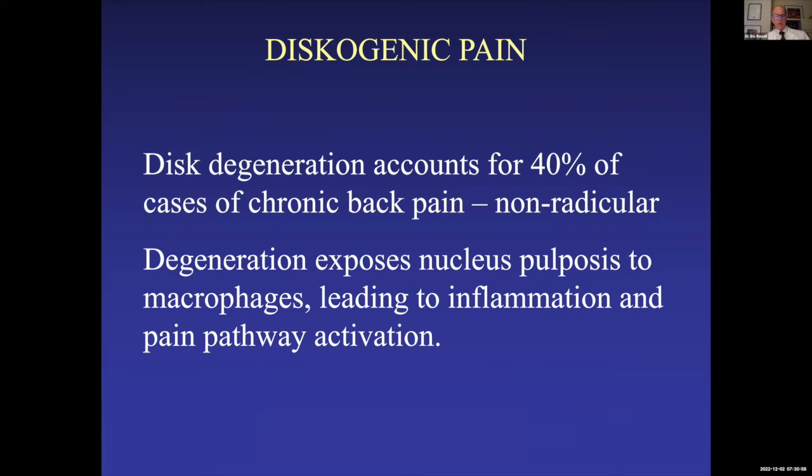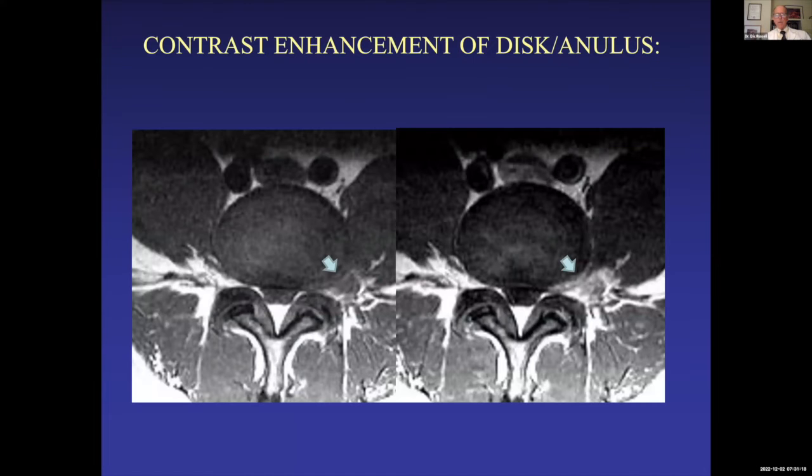So discogenic pain. About 40% of cases are thought to be due to pain generated from the disc, non-radicular pain particularly. Degeneration exposes the nucleus and to macrophages, and you get inflammatory changes which excite the nerves, which activate the pain pathway. Remember, I told you that we don't routinely do contrast imaging for routine lumbar spine degenerative suspects.